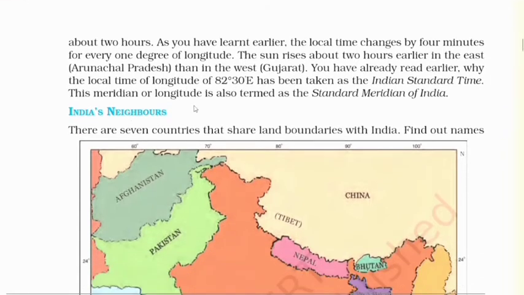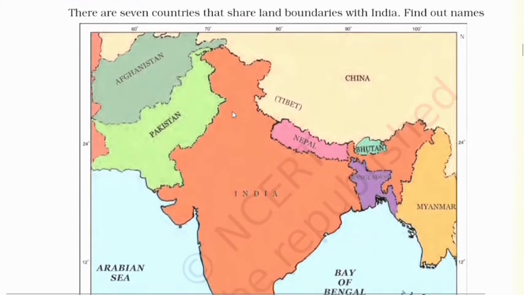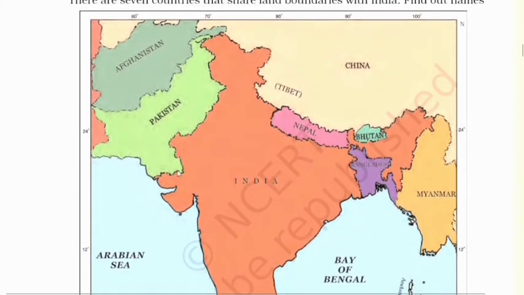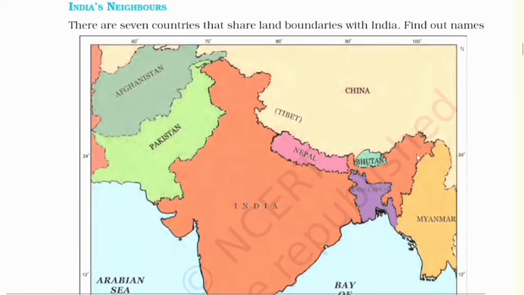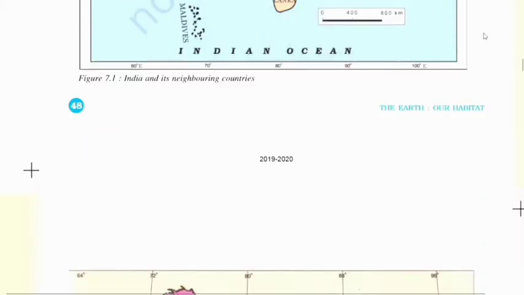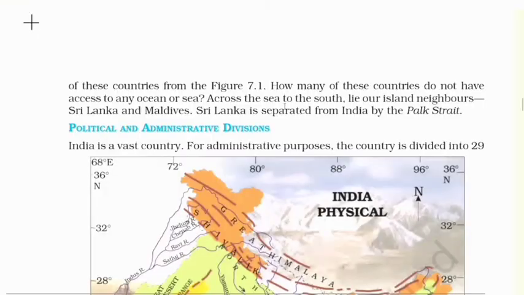India's neighbors. There are 7 countries that share land boundaries with India. These are, from west to east: Pakistan, Afghanistan, China, Nepal, Bhutan, Myanmar, Bangladesh. You can see the map of India. Across the sea to the south lie our island neighbors, Sri Lanka and Maldives. Sri Lanka is separated from India by the Palk Strait.